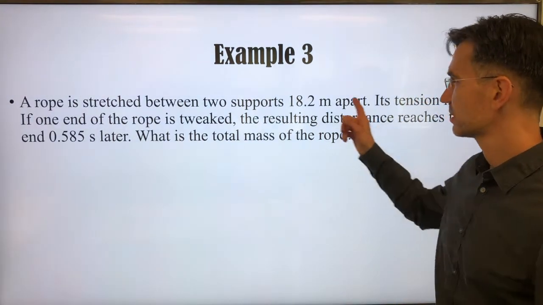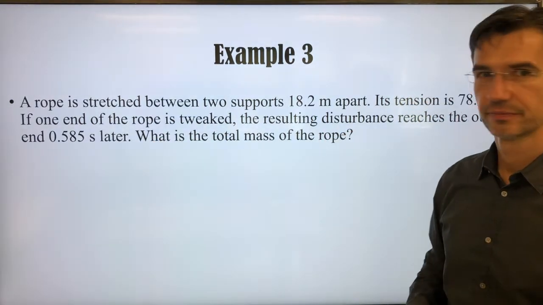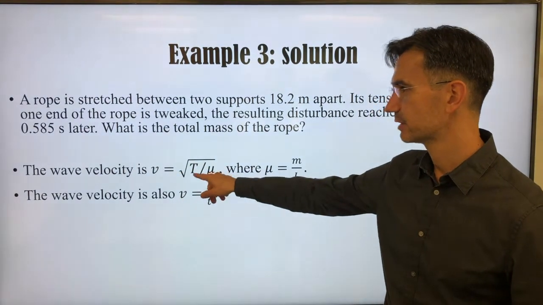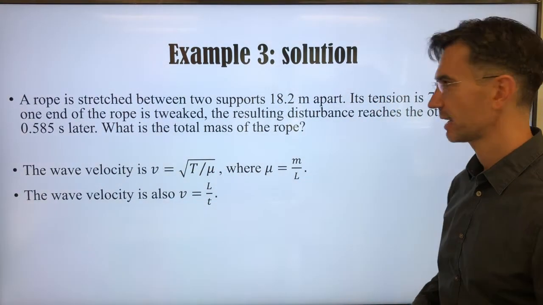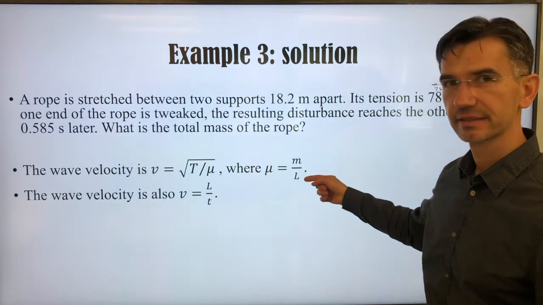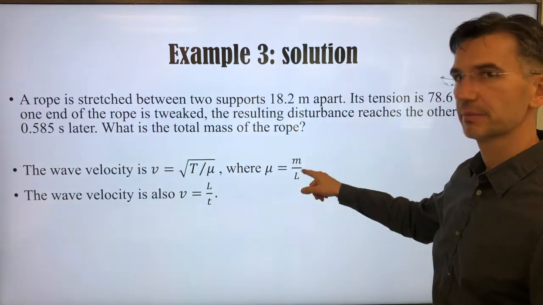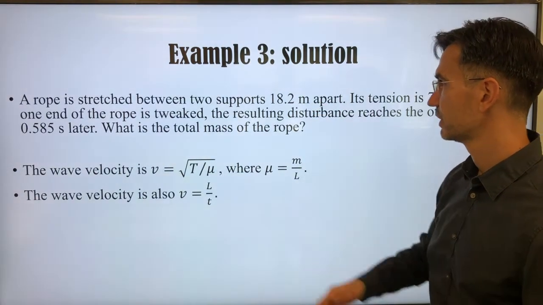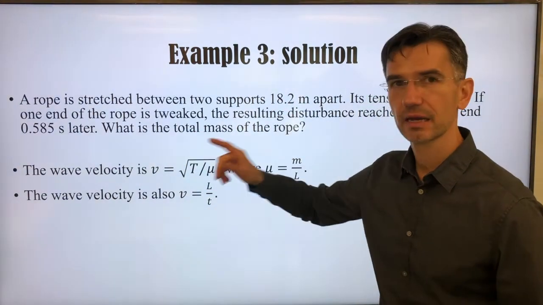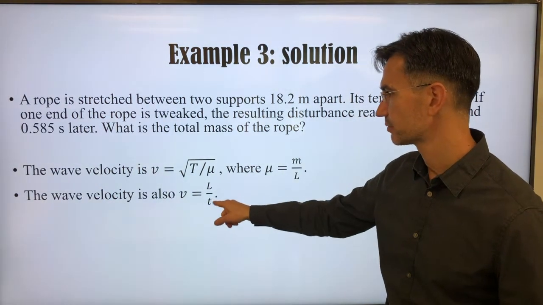So we're given the tension, the length, and effectively the speed. So the wave velocity again is v equals the square root of tension over linear mass density. Linear mass density is just mass divided by distance. We're trying to figure out what the mass is. We're given what the length of the rope is. But we can also figure out what the speed is, because we're given the length and the time that the signal takes to reach the other end of the rope. So the speed is also just the length over this time.